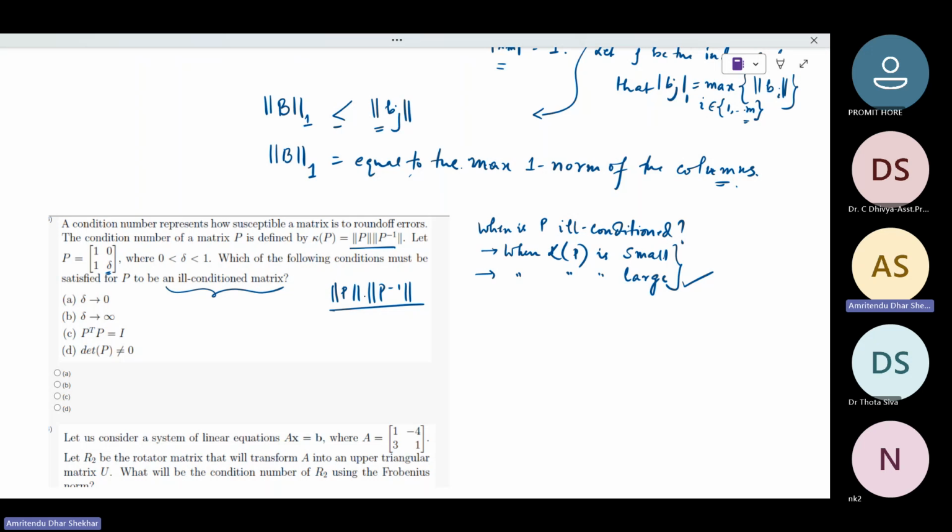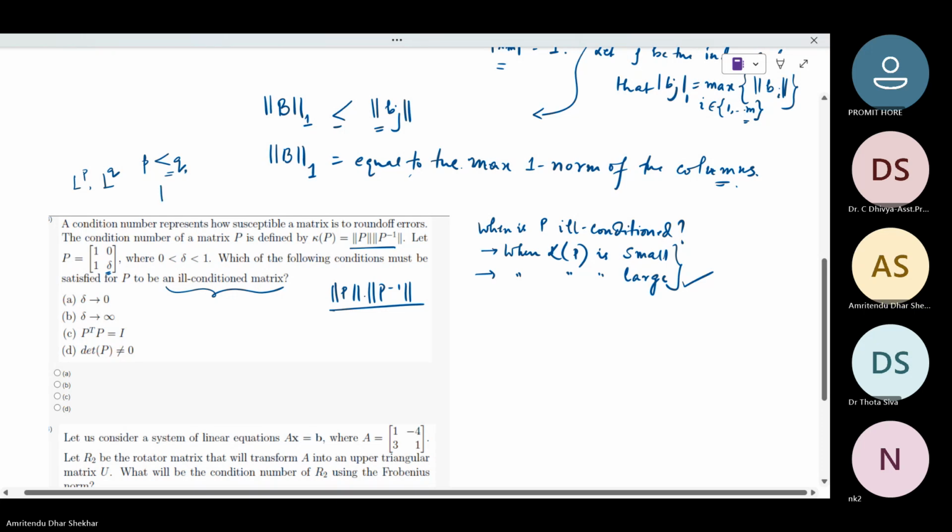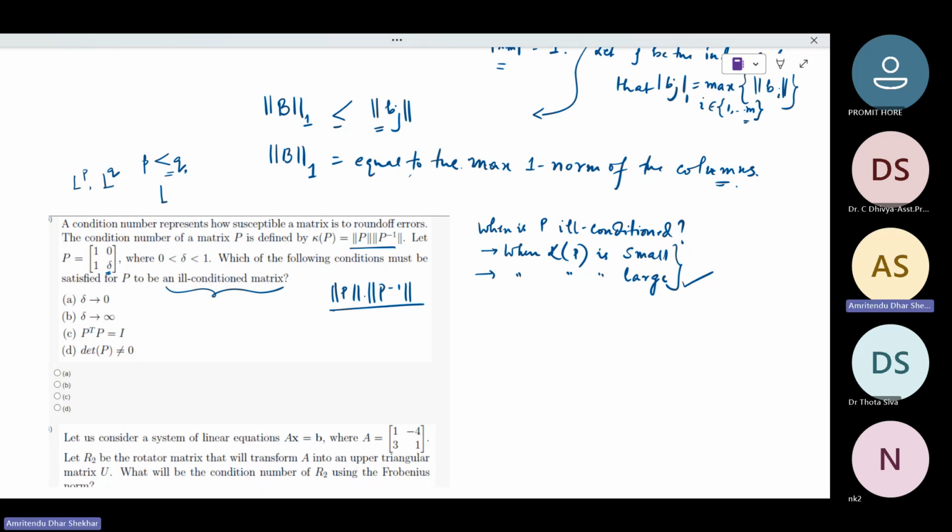I think there's a relation between Lp and Lq. The relation being that if p is smaller than q, then Lq is contained in Lp.